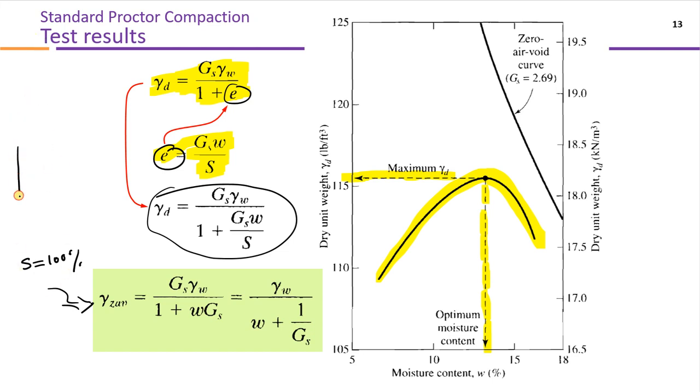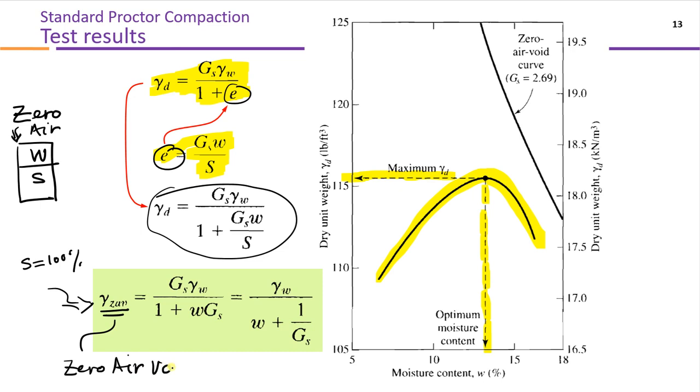100% saturation means the soil is fully saturated, means there is no air in it. So when soil is fully saturated, it is a two-phase soil. It has only solid and water. It means it has zero air in it. So if I plot this, ZAV means zero air void. There is no air in it. So that is called ZAV, zero air void. The gamma when there is no air in it, or I can say when the soil is saturated, is the saturated unit weight.